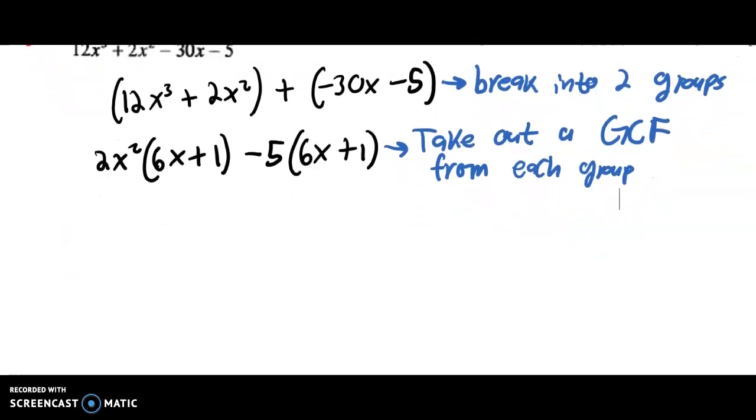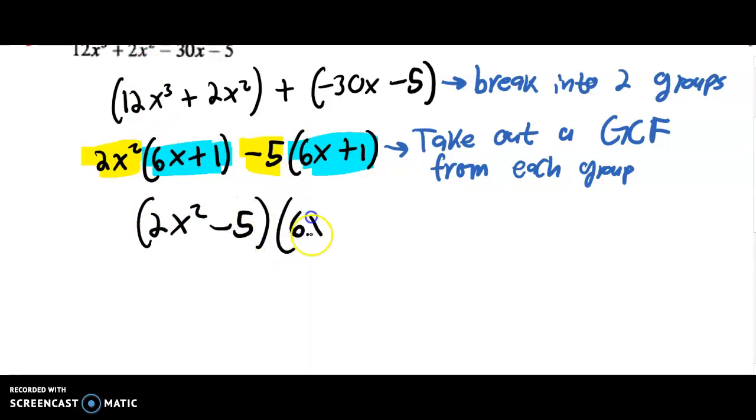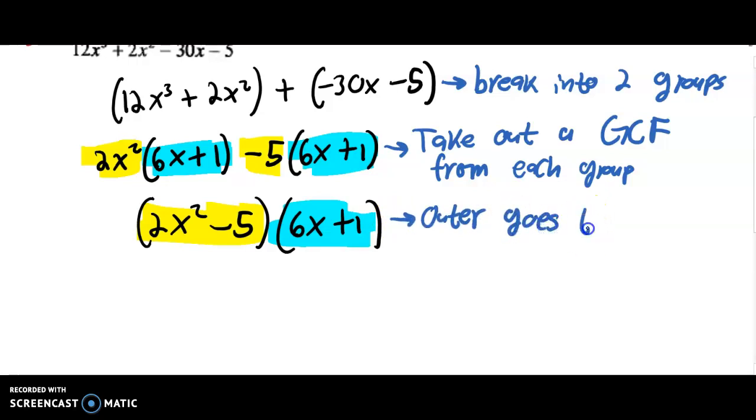Okay, now we're going to group the outer guys together and the inner guys together. So I get 2x squared minus 5 and 6x plus 1. It's color coded. So this step was outer goes together and inner groups go together.